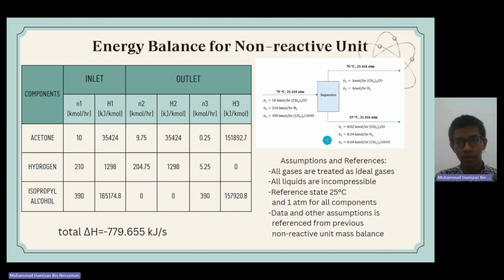So as before, all the assumptions and references are the same as before for the reactive unit. This table shows all the inlet and outlet streams, mole flow, and enthalpy. After calculation, we found that the enthalpy change is negative 779.655 kilojoules per second for non-reactive units.